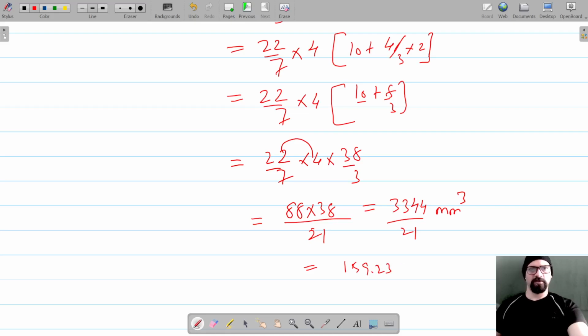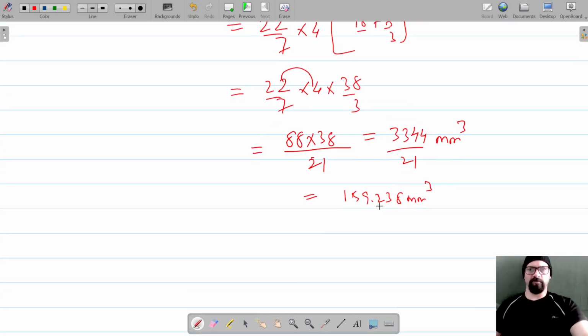This was 238 millimeter cube. And if I round it off to two decimal places, this should be 159.24 millimeter cube, which should be the answer.